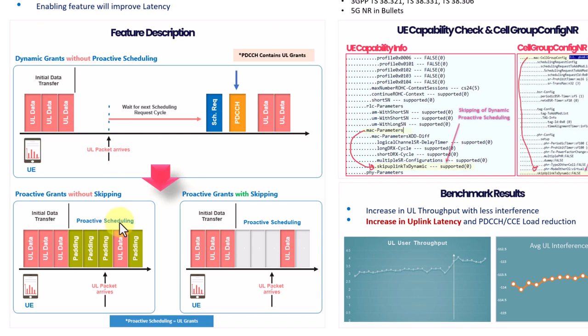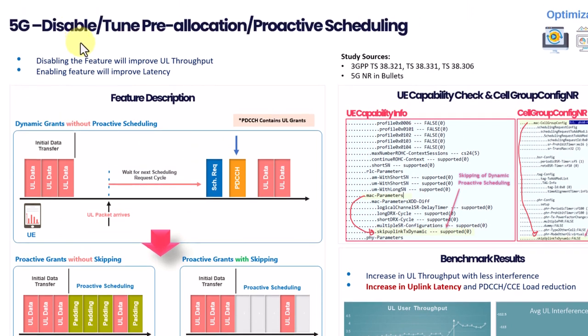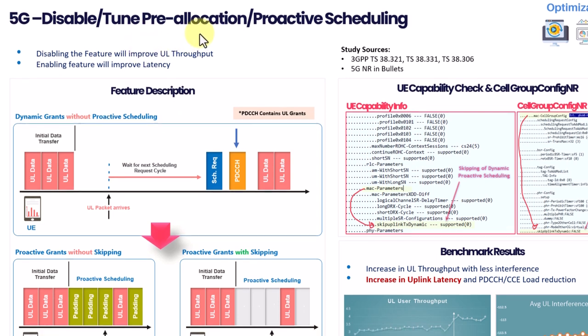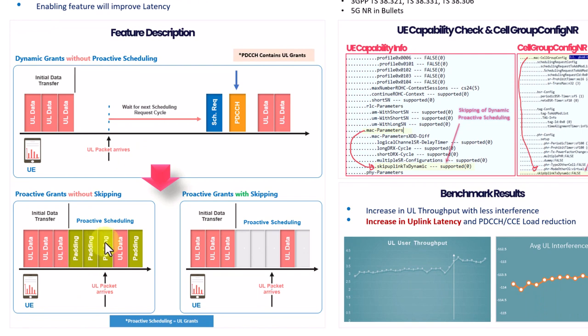The main idea here, as we mentioned at the top, is that to improve the uplink performance, you should disable or tune the pre-allocation or the proactive scheduling. This can be done, by the way, for specific users or even for specific services. For example, you can keep it for voice users and disable it for data users. Or you can tune it if you don't want to disable it, for example to increase the predictability of the proactive scheduling, which is the PDCCH allocation. This can reduce or mitigate the impact on interference by reducing the padding and so on.